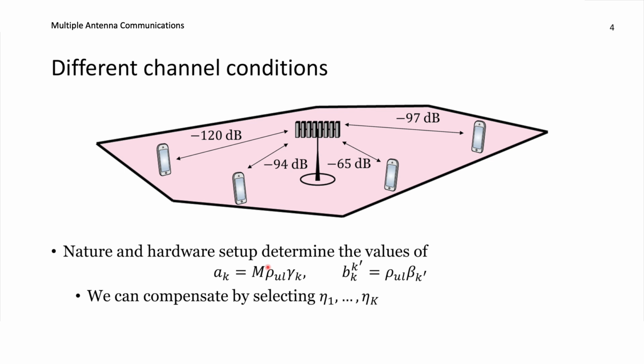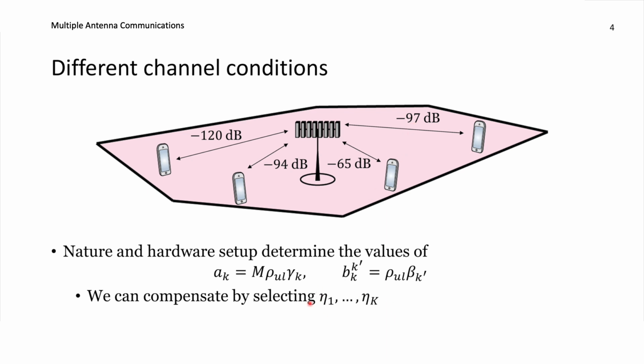But you can see here we have a 55 decibel difference between these two users in terms of their large-scale fading coefficient. And that will of course lead to them expecting very different performance if we are treating them exactly the same in terms of letting them transmit with the same power. But this is where these power control coefficients, eta_1 to eta_K, play an important role. We can compensate at least partially for these differences in large-scale fading between different users by selecting these eta_1 to eta_K parameters.